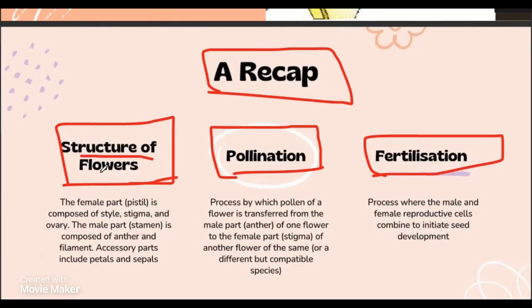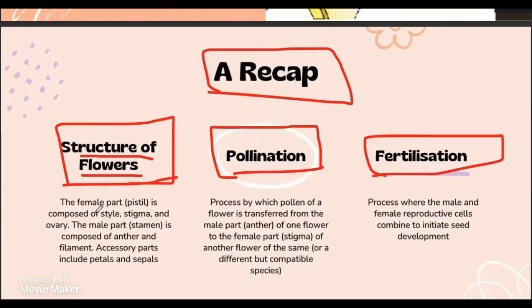We have studied the fundamentals here in the topic called structure of flowers. We have learned how many structures are there in the flower and what is the function of each part of the flower. Because in a flower there are so many parts. Some are accessory parts, some are necessary parts, and each part performs its specific function. Each part is important in the flower. That's why we studied the structure of flower.